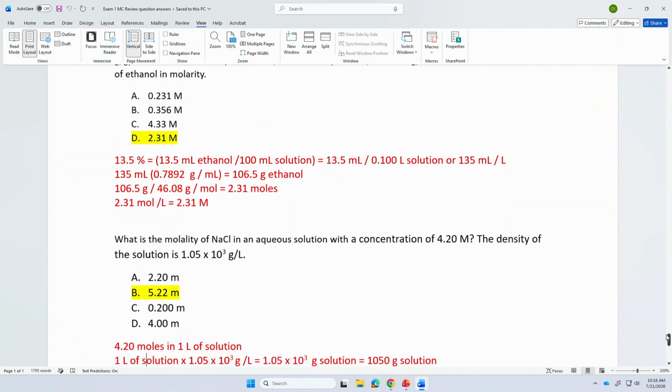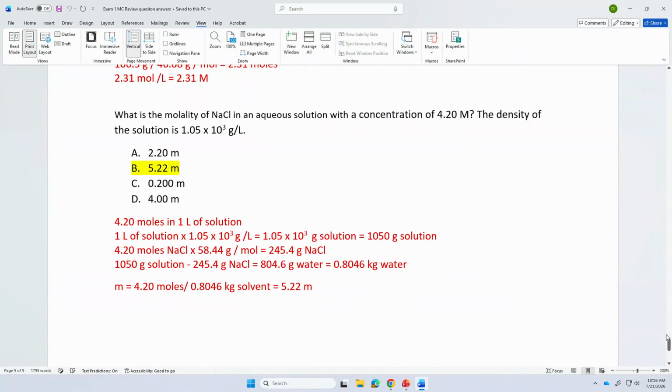For the second one, it says molality needs to be found from a concentration of 0.420. The density of the solution is 1.05 times 10 to the third. Now I have to convert the entire solution to grams. So I take 1 liter of solution and multiply it by 1.05 times 10 to the third grams per liter. That gives me 1.05 times 10 to the third, or 1,050 grams, or 1.050 kilograms.